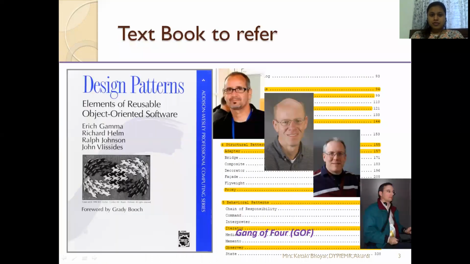Okay, so the textbook to refer to for learning the concepts of design patterns is called Design Patterns: Elements of Reusable Object-Oriented Software, as you can see here. This book is written by the Gang of Four. The four authors are Erich Gamma, Richard Helm, Ralph Johnson, and John Vlissides. You can refer to this book; a detailed description of all the design patterns is very nicely explained in it.